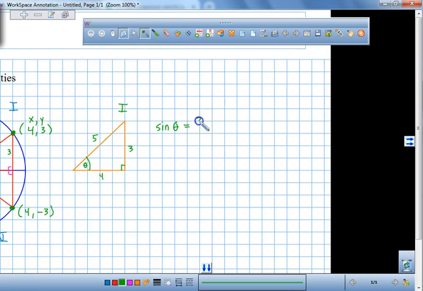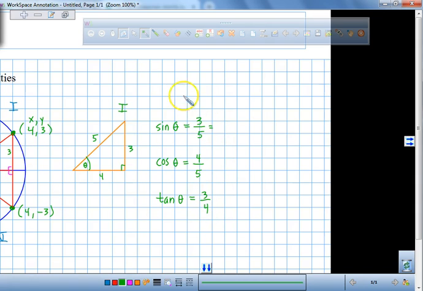It's the opposite over the hypotenuse. What is the cosine of theta? It's the adjacent over the hypotenuse. And what's the tangent of theta? It's equal to the opposite over the adjacent. So if you would please just rewrite in case you need it for later.